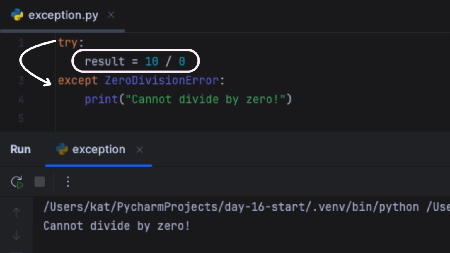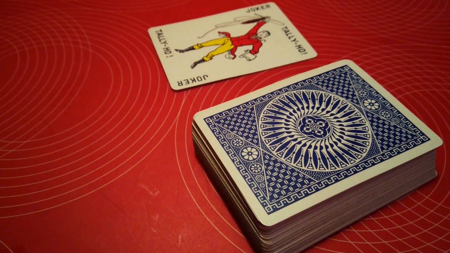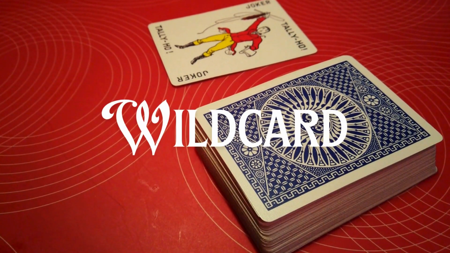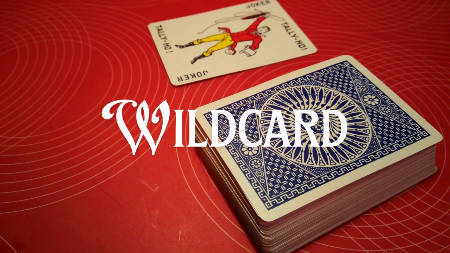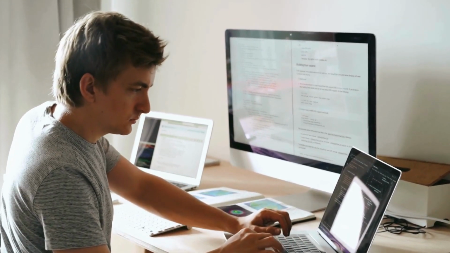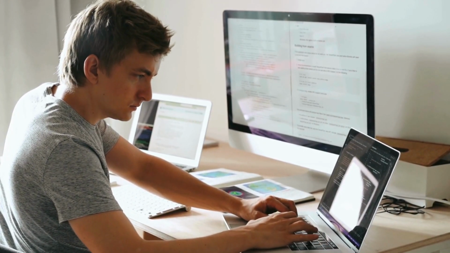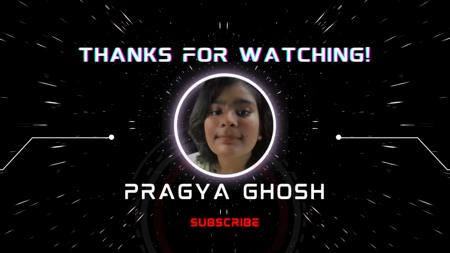Of course, in this example, attempting to divide by zero raises the ZeroDivisionError, which we catch and handle by printing an appropriate message. An important thing to note is that we can use the base Exception class as a wildcard to catch almost any exception. However, it's considered good practice to be as specific as possible with the types of exceptions we intend to handle.